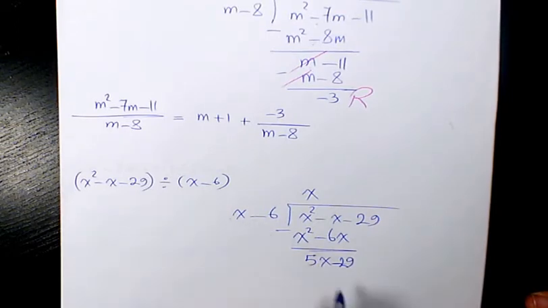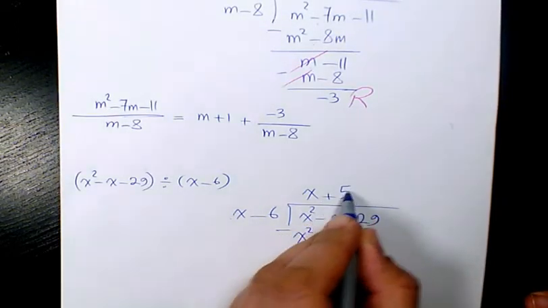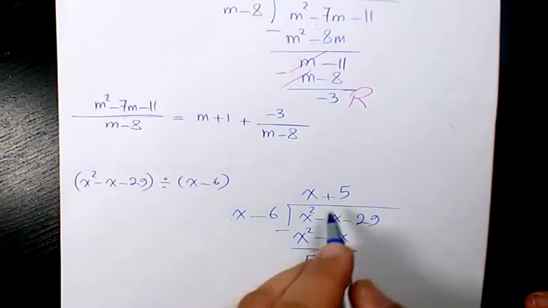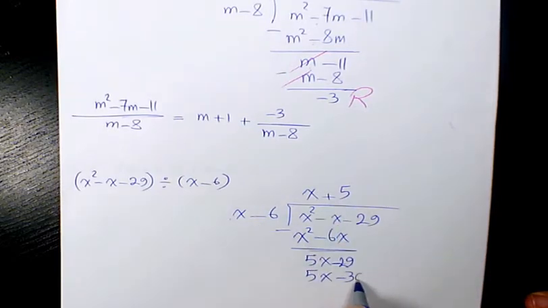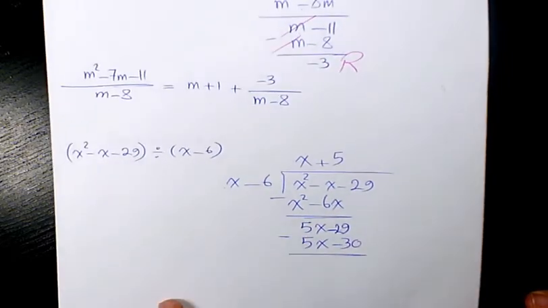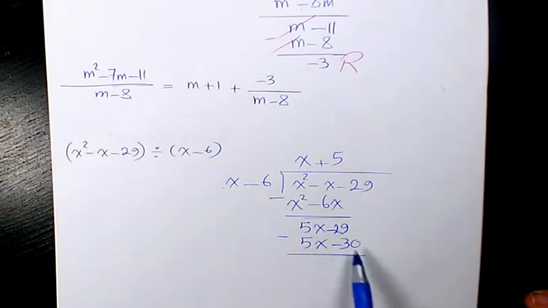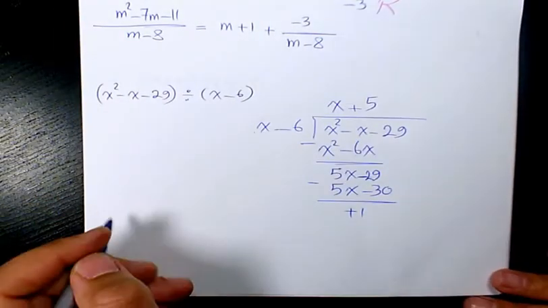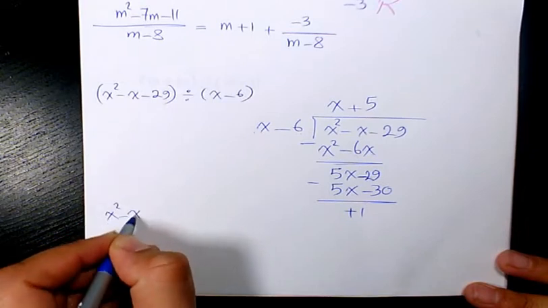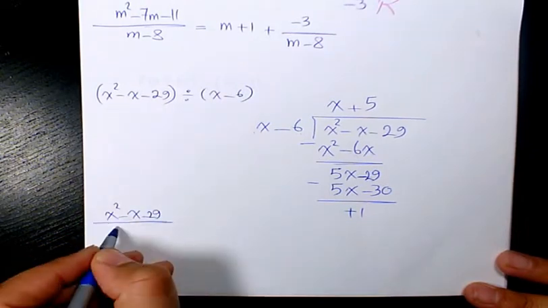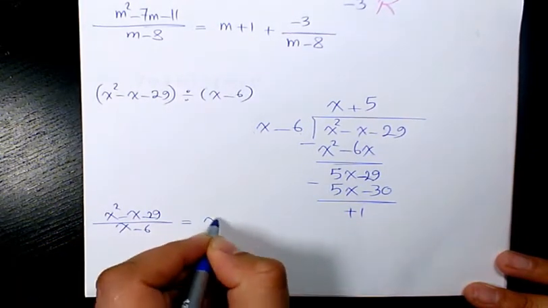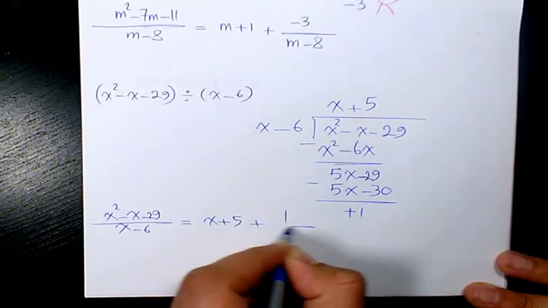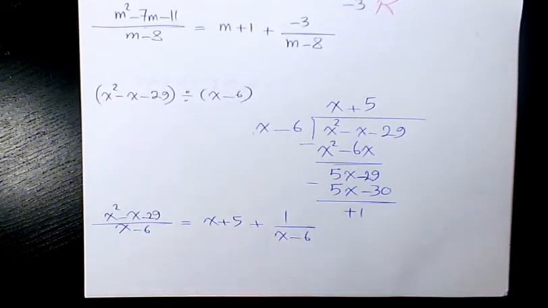5x divided by x is going to be 5. 5 times x, 5x. 5 times negative 6 is going to be negative 30. When you subtract it, these two cancel out. Negative 29 minus negative 30 is going to be positive 1. So that's the remainder. So we can have it as x squared minus x minus 29 divided by x minus 6 equals x plus 5 plus 1 over x minus 6.